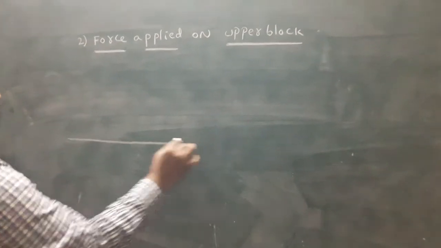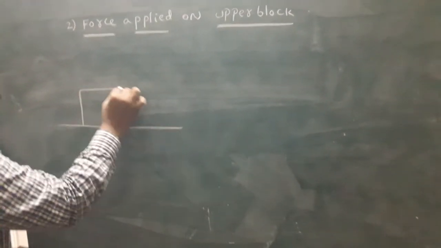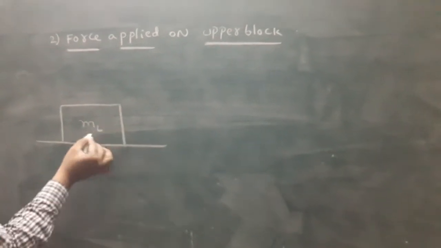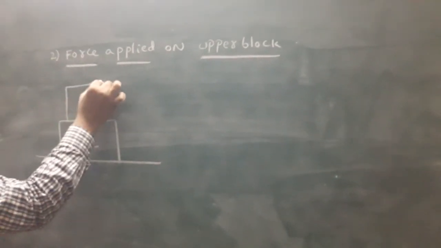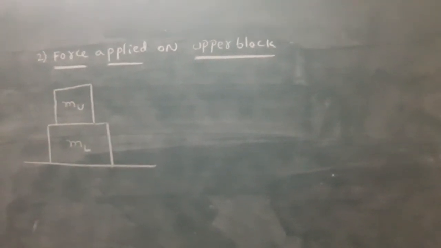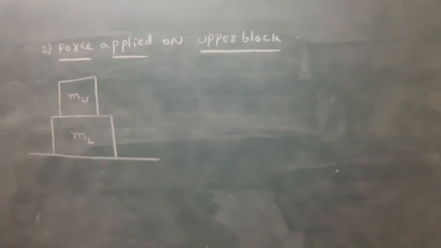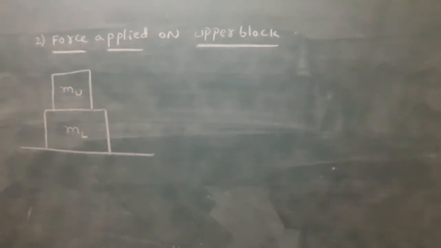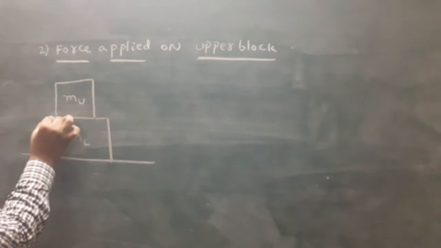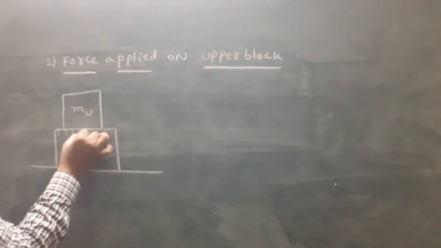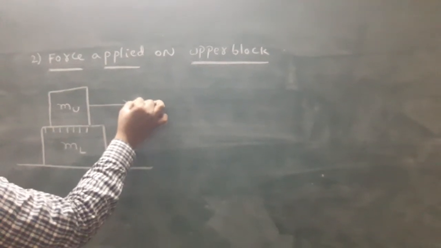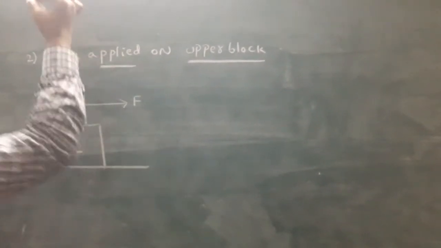This is the smooth surface. Once again I repeat, this is the mass of the lower block. This is the mass of the upper block. Look here: ml is the mass of the lower block, mu is the mass of the upper block. In this situation, this is a rough surface. In this situation, the applied force is applied on the upper block.